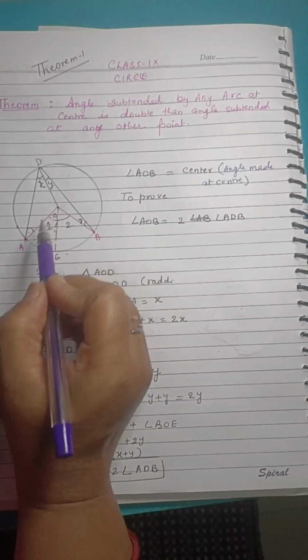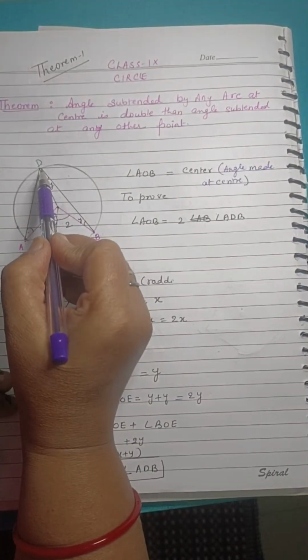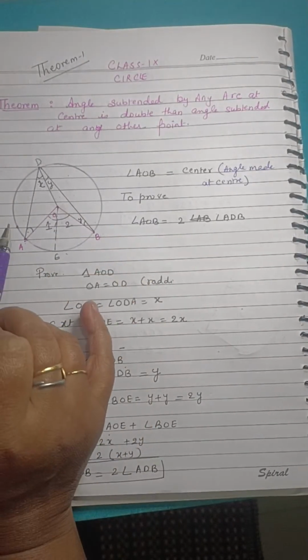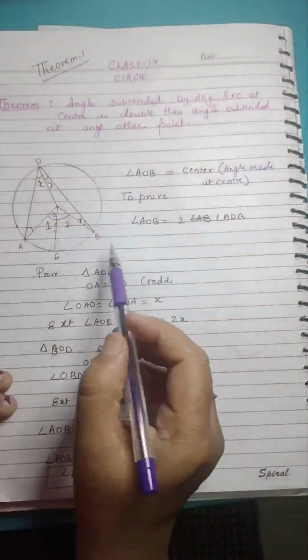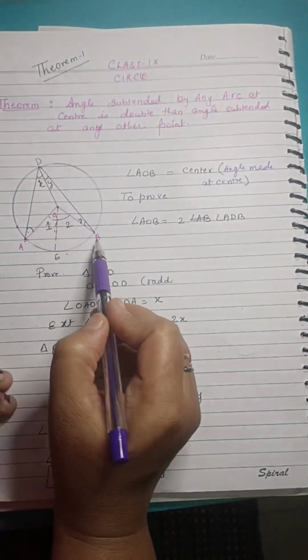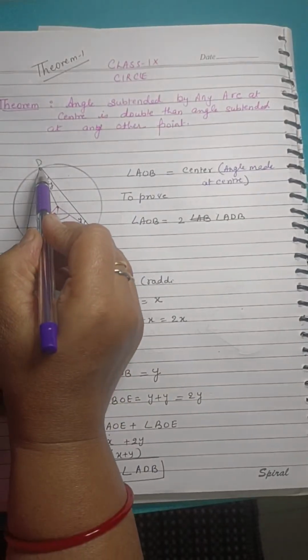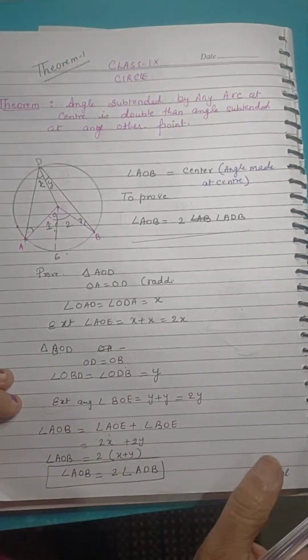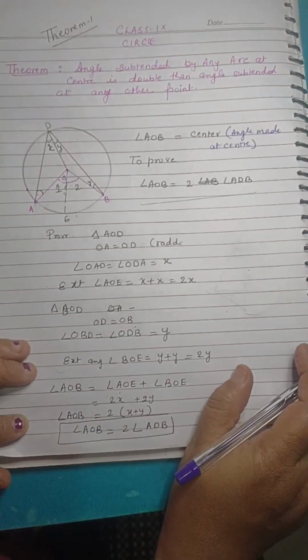सेंटर पे जो बना रहा है उसी ने अगले पॉइंट पे भी एक एंगल बनाया हुआ है, तो that is ADB. हमको क्या प्रूफ करना है according to the theorem that angle AOB is double of angle ADB. ये हमें प्रूफ करना है. इसे प्रूफ कैसे करेंगे that we are going to understand.